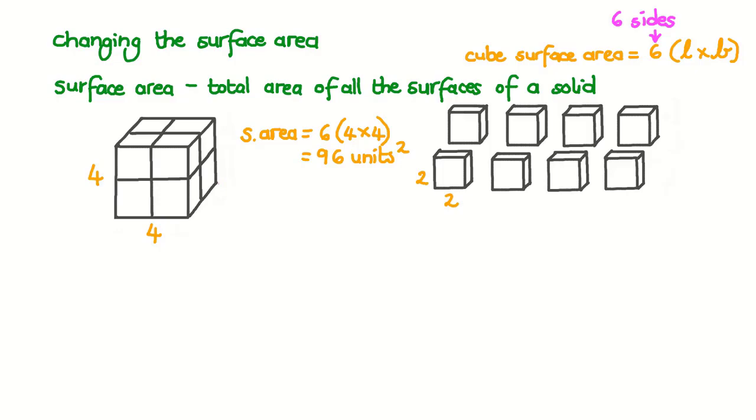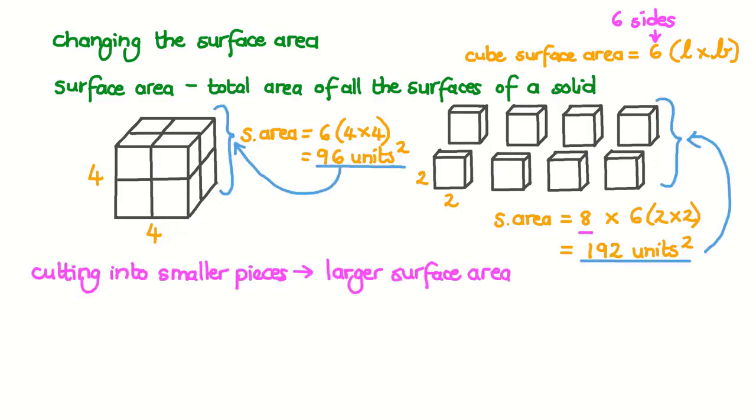The length and breadth of each side of each of the small cubes would be 2 units. Then if we worked out the total surface area of all 8 smaller cubes, we'd get 8, because there are 8 cubes, multiplied by 6 for the 6 sides of each cube, in parenthesis multiplied by 2 for the length and breadth of the sides of each cube, which gives a total surface area for all 8 cubes together of 192 units squared. By cutting our metal cube into smaller pieces, we have greatly increased the surface area.